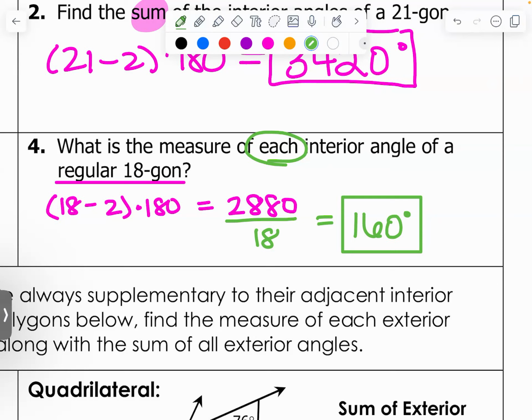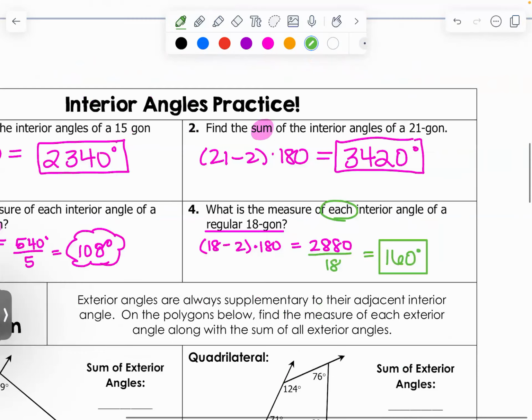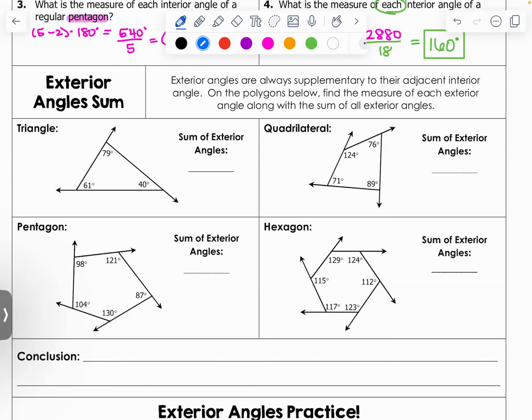Okay, so now what I want you to do, I want you to come down here. And we're gonna talk about exterior angles. So like this 79 degrees, this is an interior angle. But what I color here in red, that's an exterior angle. Do you see the difference? Which is 101. Okay, so what I want you to do, you and your people at your tables, figure out the sum of the exterior angles. So you got to find all the exterior angles and then add them together, make a conclusion, and stop.